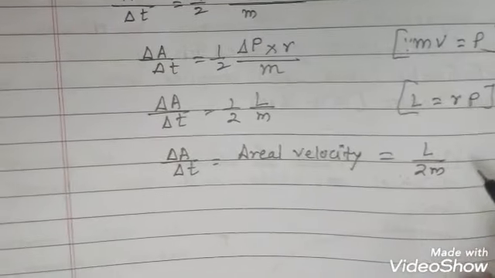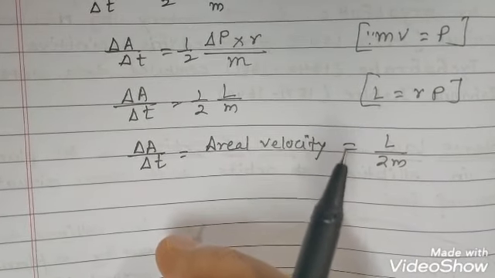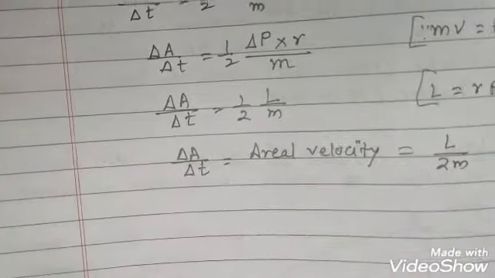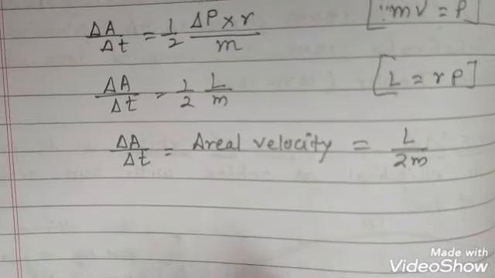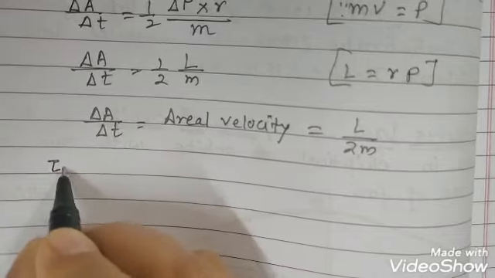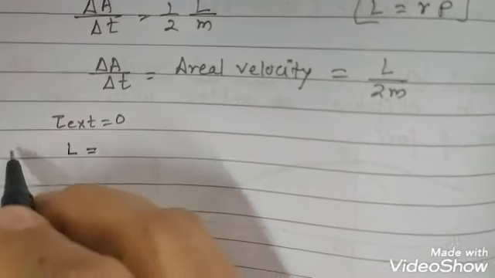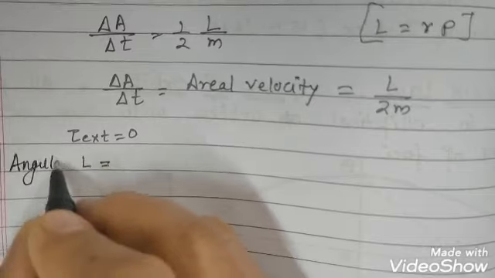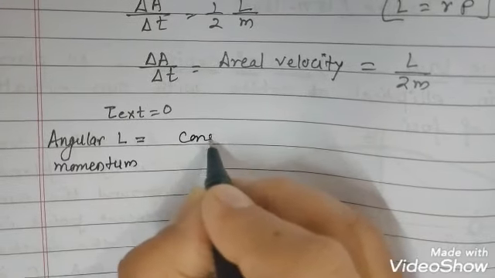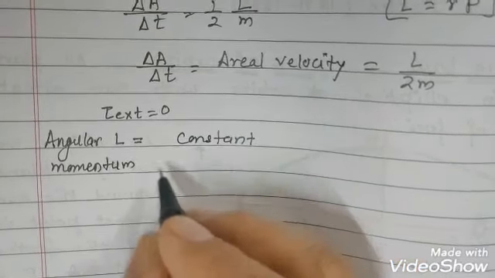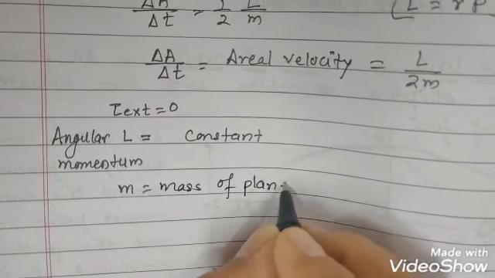Now look at here, as we know that for the planet which revolves around the sun, no external torque is working, whatever rotation it is taking. When no external torque is working, that means the external torque is zero. In such a situation, we know that the angular momentum L is a constant quantity. And you also know that the mass of the planet m is also a constant quantity.